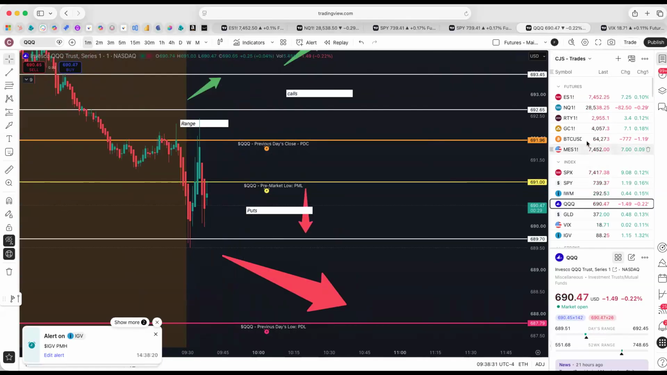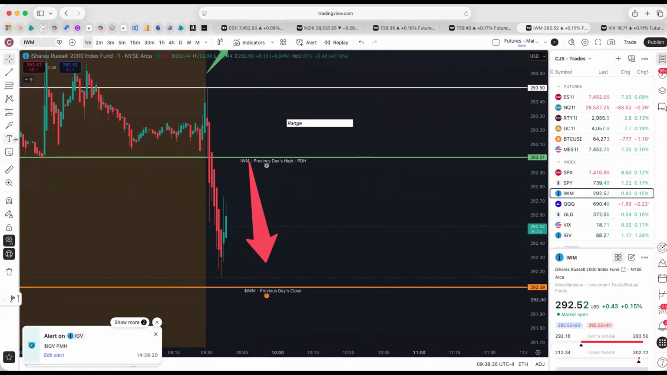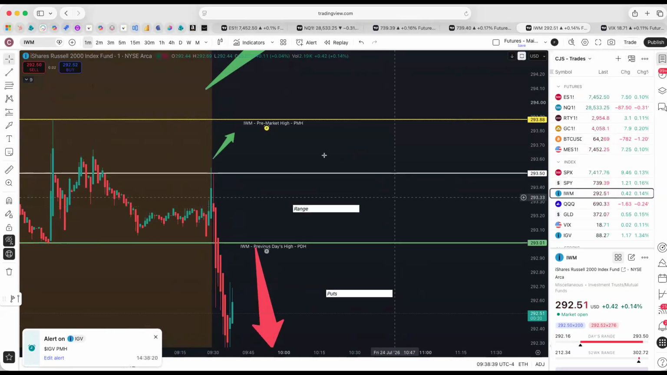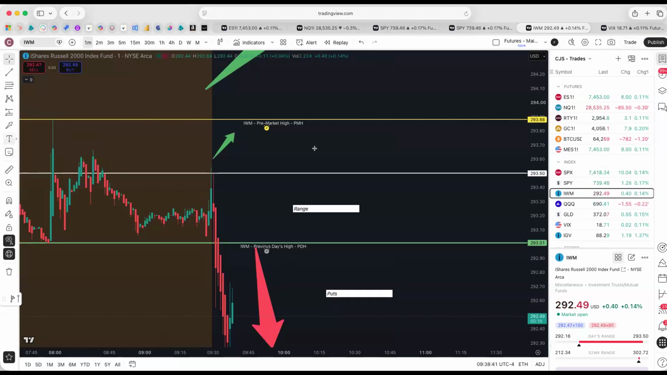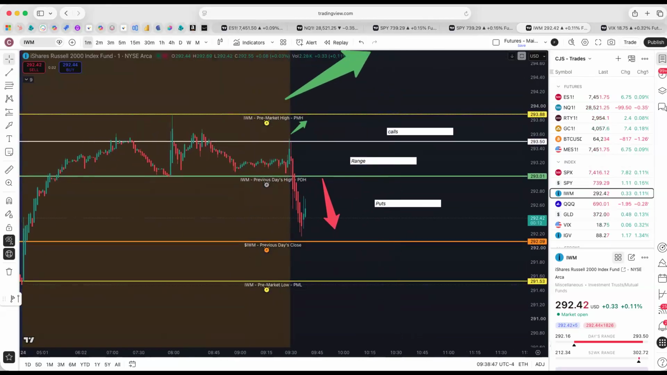It's just retesting. IWM, you already got your opportunity. So here was puts, and here was calls, right? There. So we're already in puts territory, where once market open, you broke previous day high to the downside.